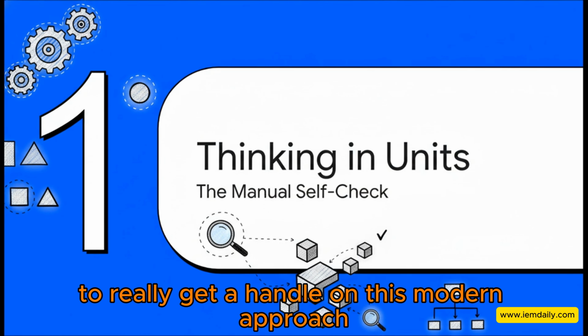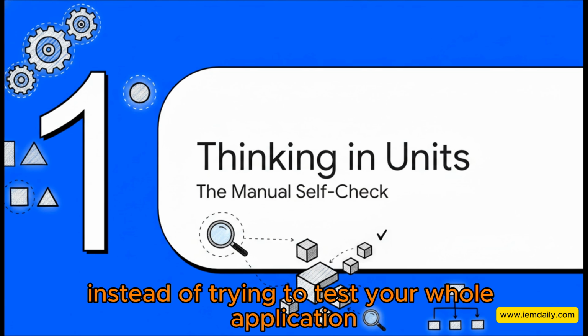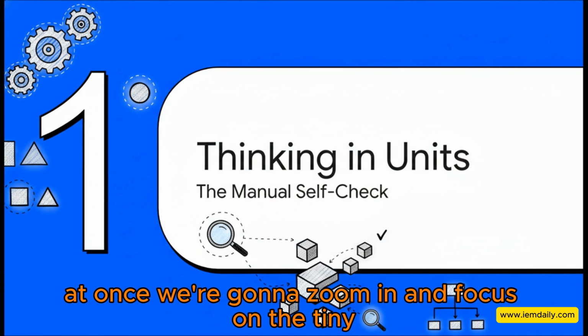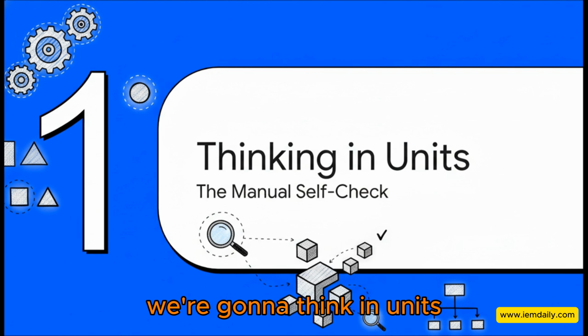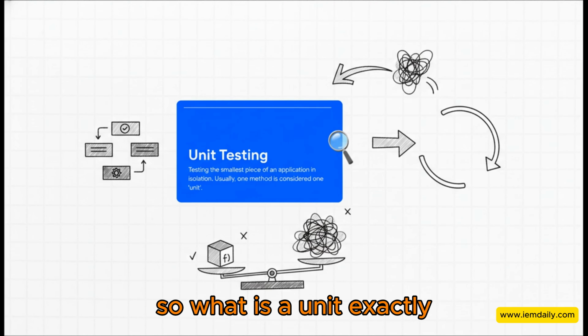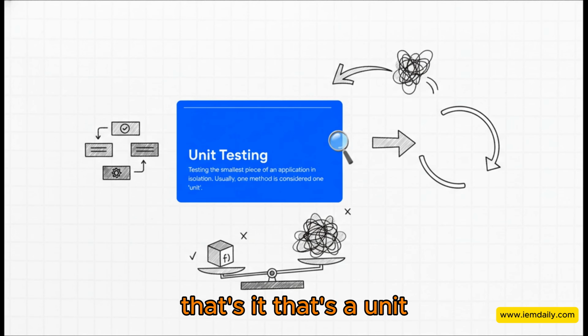To really get a handle on this modern approach, we have to learn to think small. I mean, really small. Instead of trying to test your whole application at once, we're going to zoom in and focus on the tiny individual building blocks of your code. We're going to think in units. So, what is a unit exactly? Well, think of a single function or a single method. That's it. That's a unit.